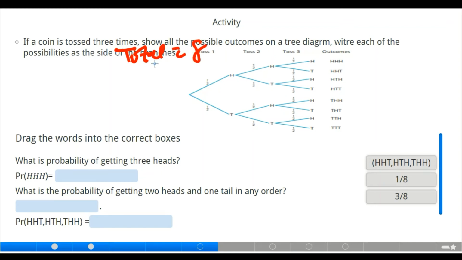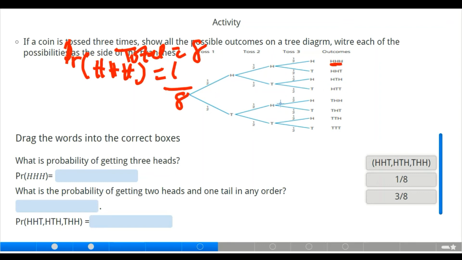And remember, we are talking about the probability of an event to be what? The number of favorable outcomes over the total number of outcomes. So we are now saying that the probability of getting 3 heads. Look at it in this outcome. The only time we can get 3 heads is just this. So the probability of getting 3 heads is 1 over 8.